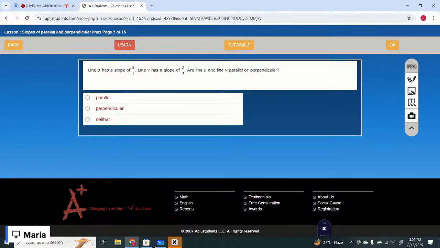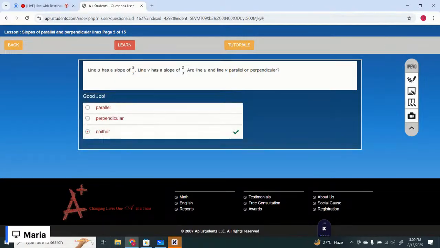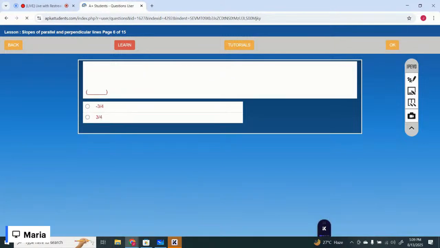Line U has a slope of 5 by 2. Line V has a slope of 2 by 3. Are the two lines parallel or perpendicular? Neither, because the slopes are not the same and they are not negative reciprocals, so the lines are neither parallel nor perpendicular.